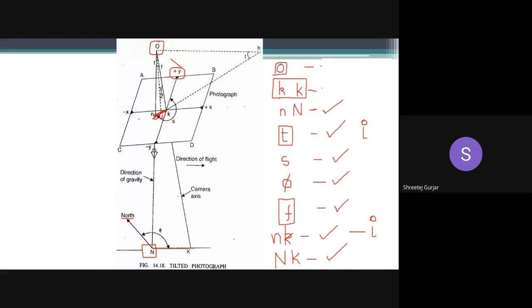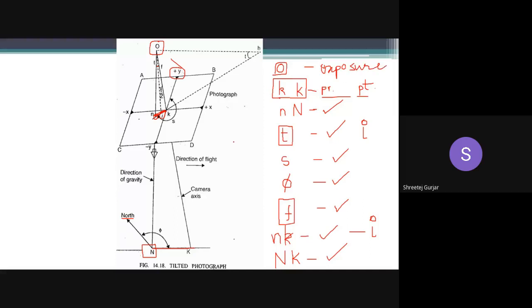Okay, O, I'll answer. O is the exposure station. So O is done. What about K? It is also a point, some important point, so it will have an important name also, starting with P. Principal point. The principal point on the photograph and on the ground. O is the exposure station.